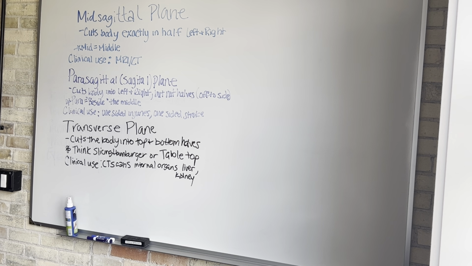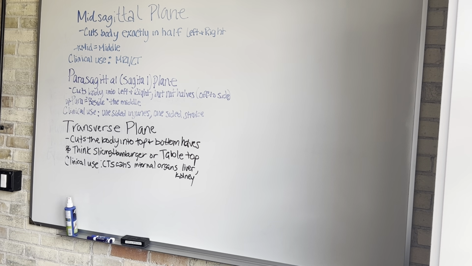Okay. In the clinical field, it's used to view injuries or one-sided stroke. If you have a right-sided stroke, they would use the parasagittal plane to look into what is happening on the right side after having a right-sided stroke.